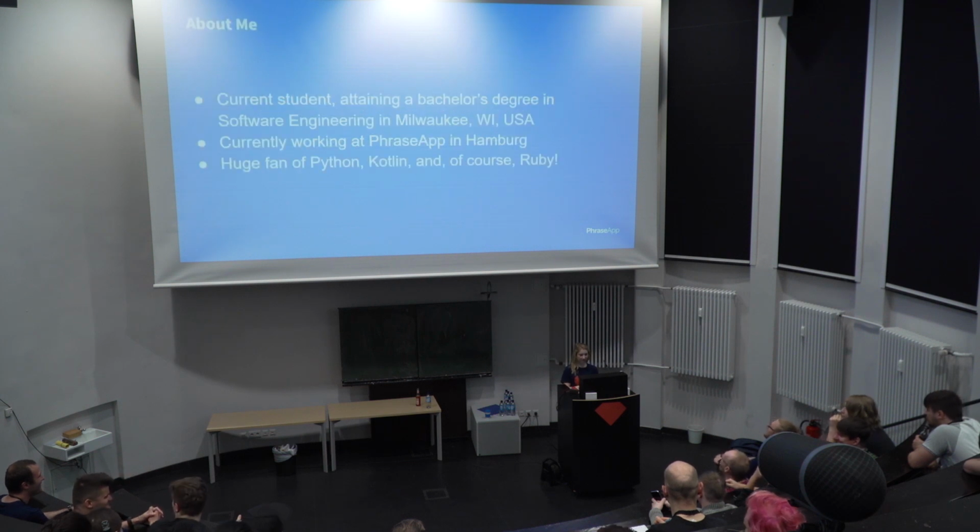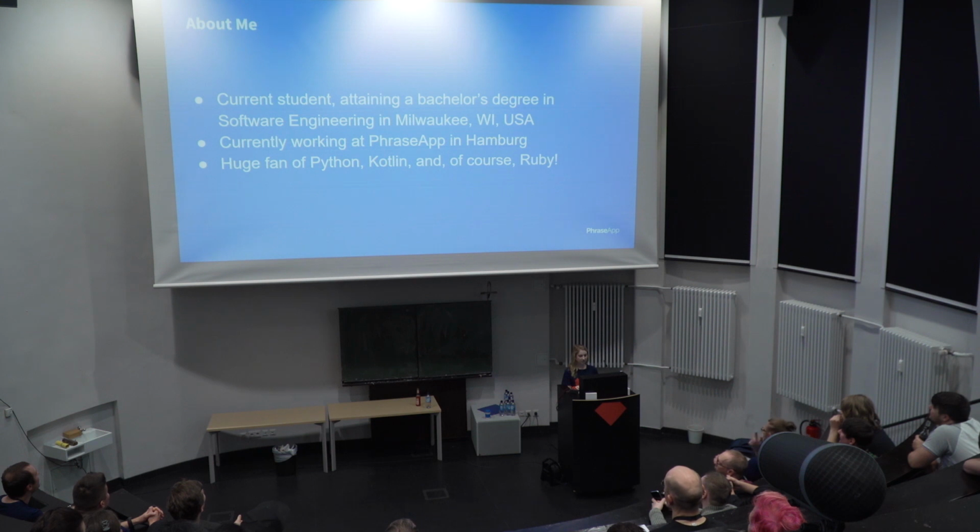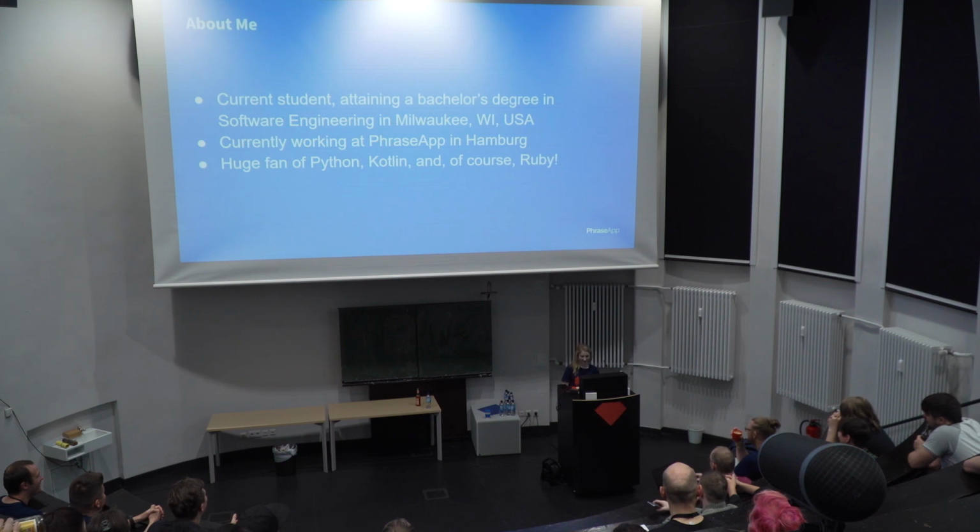So a little bit about me. I'm actually a current student. I'm attaining my bachelor's degree in software engineering in Milwaukee, Wisconsin. I'm currently working at FreeZap in Hamburg, though. I'm a huge fan of Python, Kotlin, and of course, Ruby. So that being said, I've been told I have a very heavy American accent, so if you can't understand what I'm saying, just make a weird hand movement and I'll try to enunciate better.